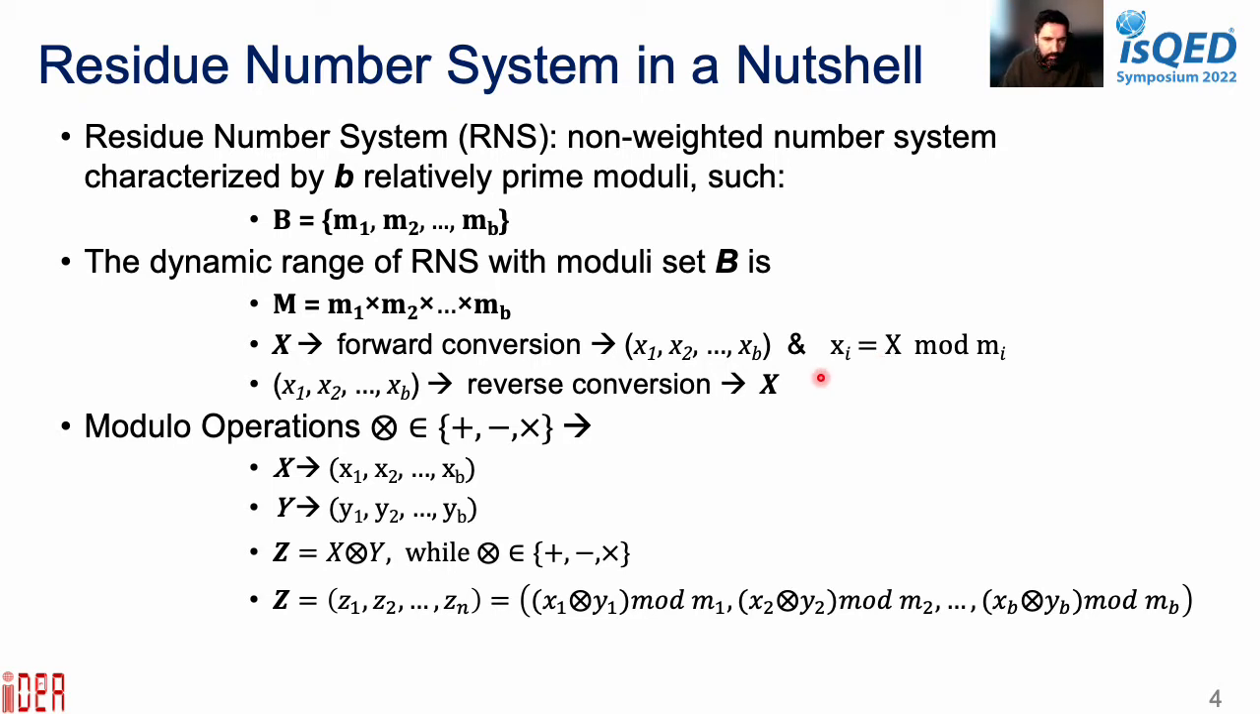We have several arithmetic operations: addition, subtraction, and multiplication. Let's say x and y are two integers with the residue representations x1, x2, to xb and y1, y2, to yb. Z can be computed equally by this equation, and as you can see, you can expand it. Individually calculate the residues and then add them at the final step.